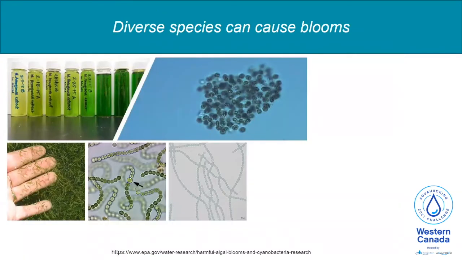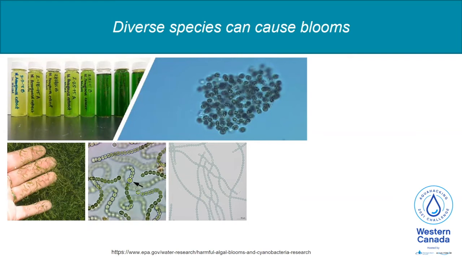Now, we know that diverse species can cause blooms, including diverse species of cyanobacteria. And I've mentioned this, but I want to reemphasize this. There are many species of cyanobacteria. Some can produce toxins and some cannot. Even those that can produce toxins don't always. There are strains that can and can't, and conditions under which they do and don't.